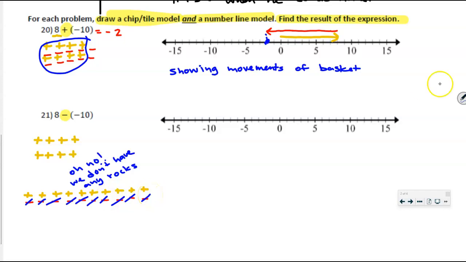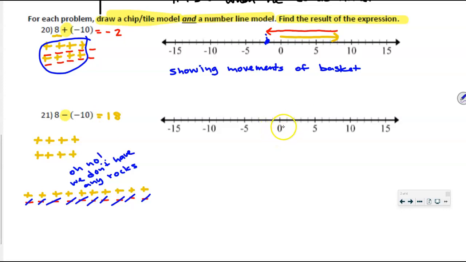10 rocks have now been taken away, but that leaves me with those same 8 balloons that already were in the basket, and now I have all of these balloons that came from the 0 pairs when I took the rocks away. So 8 minus a -10 is equal to a positive 18.